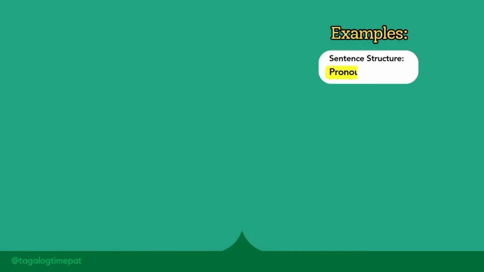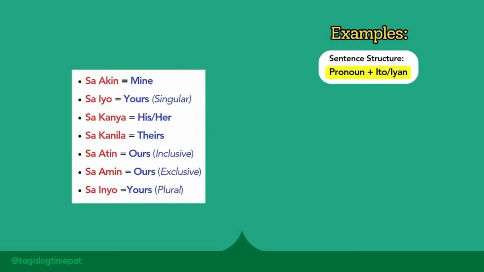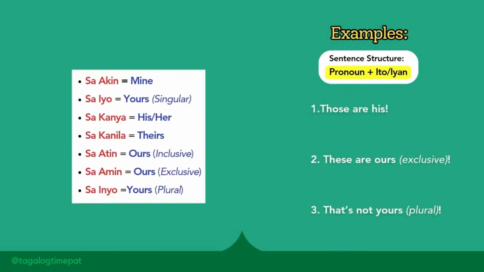Now let's do some examples. First, it's the pronoun, and then it's the demonstrative pronoun. And these are the pronouns we learned. So now take a minute and do these examples. If you wanted to say those are his, it would be sa kanya yan. Sa kanya yan. Number 2, these are ours. Exclusive would just be sa amin ito. Sa amin ito. So we are just following that sentence structure, pronoun, then the demonstrative pronoun.